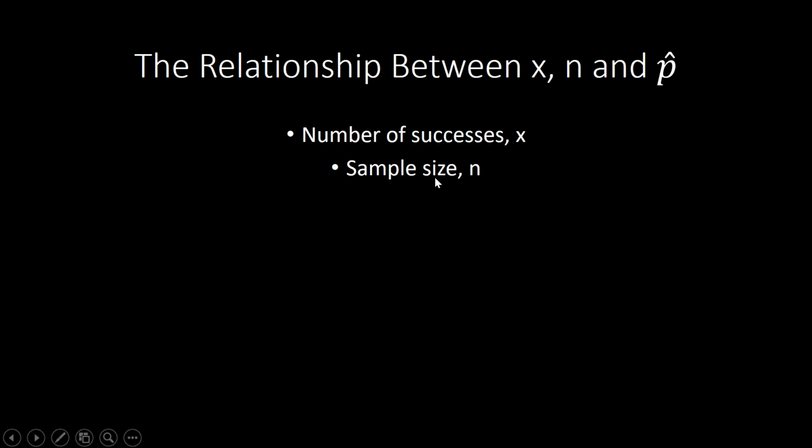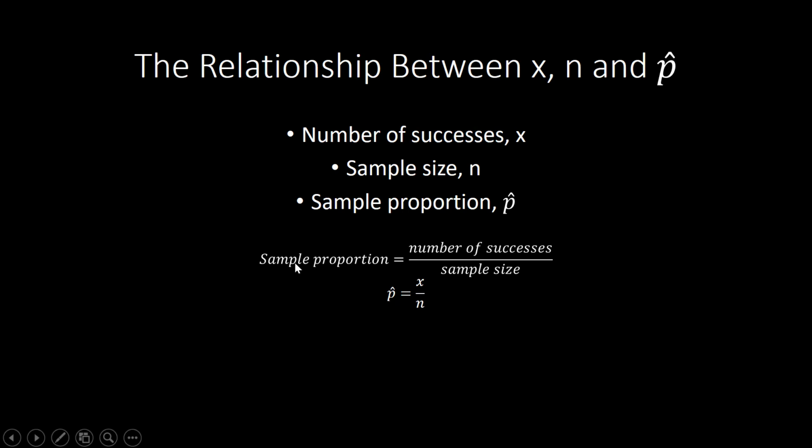The relationship between x, n, and p hat. Before we go any further, let's discuss these relationships here. X represents the number of successes. The sample size, or the number of trials, is n, and the sample proportion is p hat. The sample proportion p hat is equal to the number of successes x divided by the sample size.